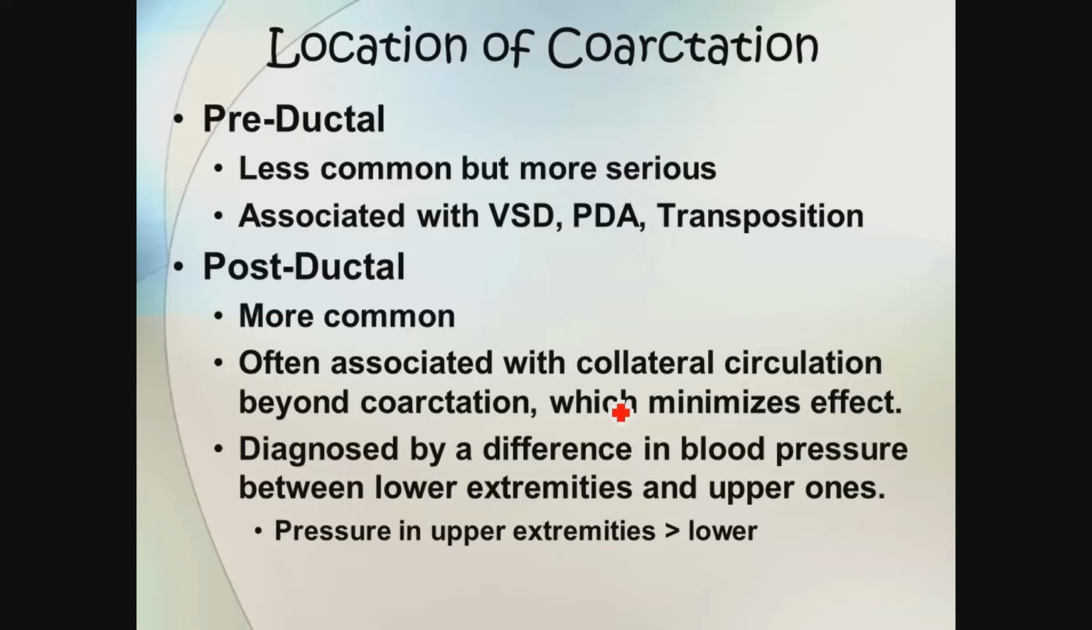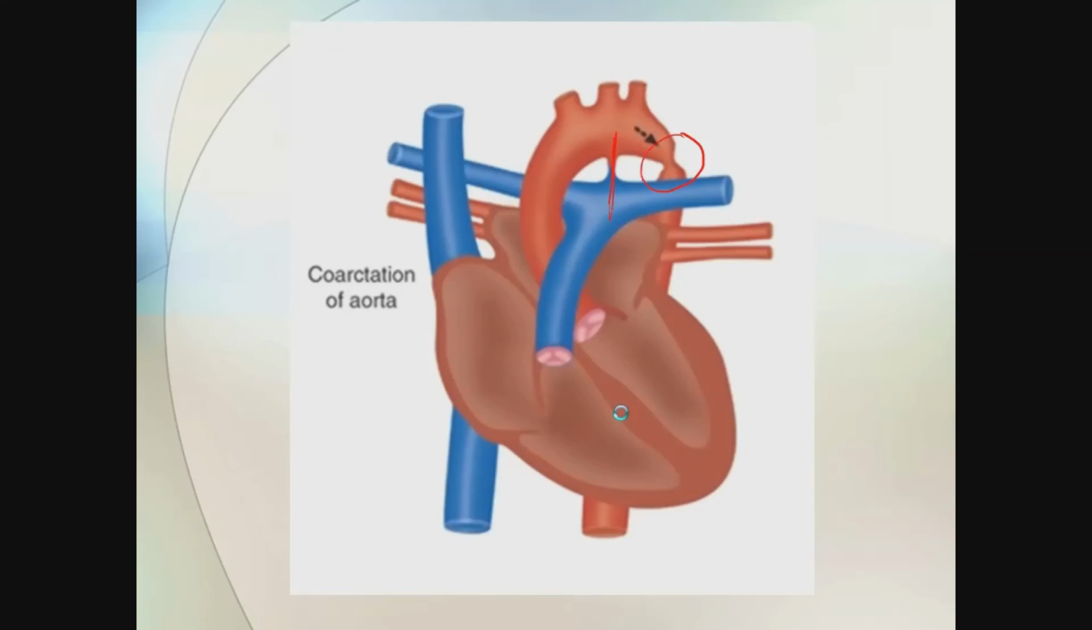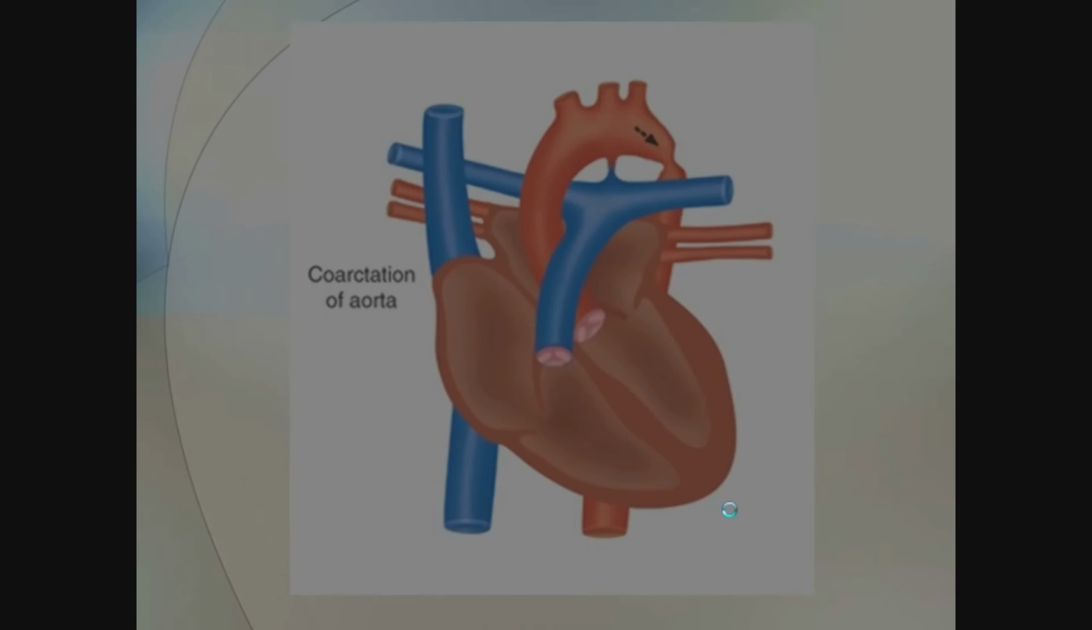The uniqueness of this, especially if, let me just go back my slide here. What you'll end up seeing is that this is going where? Left arm. This ends up going to the right arm. So if you take a blood pressure in the arms, they're higher than the blood pressure in the legs. That's what you end up seeing.